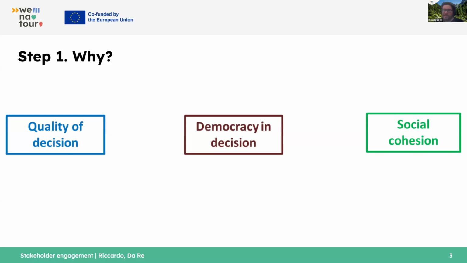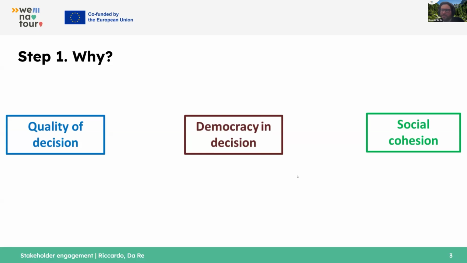The third point is social cohesion. Okay, because Alessia already mentioned the concept of social capital. For sure, when you attend a well-managed process of stakeholder engagement, people have an increased sense of belonging. There is also an increase of co-responsibility. You create networks, you work on consensus and so on. Okay, so this is why.